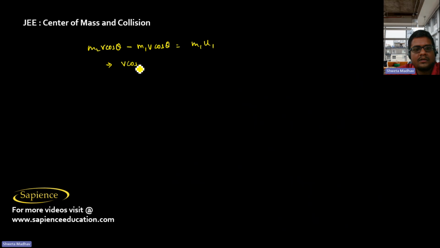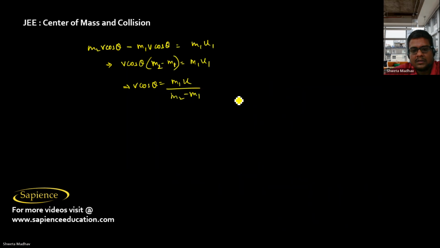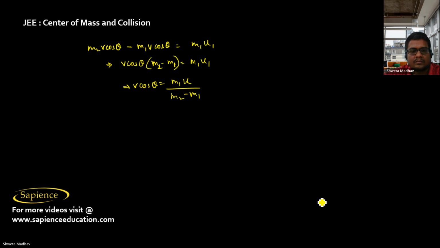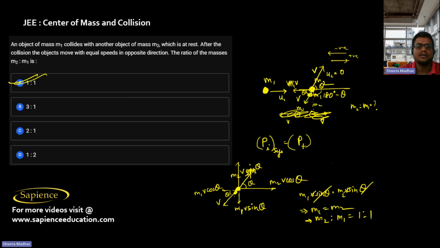You can say v cos theta into m2 minus m1 is equal to m1 u1. So v cos theta is equal to m1 u1 by m2 minus m1. Then sin theta I can cancel, and v also I can cancel. So here it is coming m1 equal to m2. So m1 equal to m2 means m2 to m1 is 1 to 1. So m2 by m1 is 1. So option A is the correct answer.